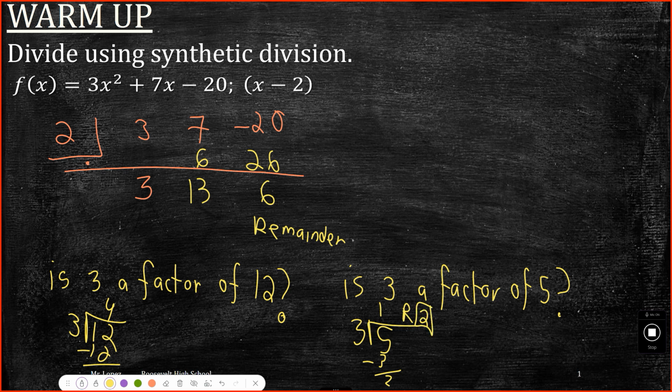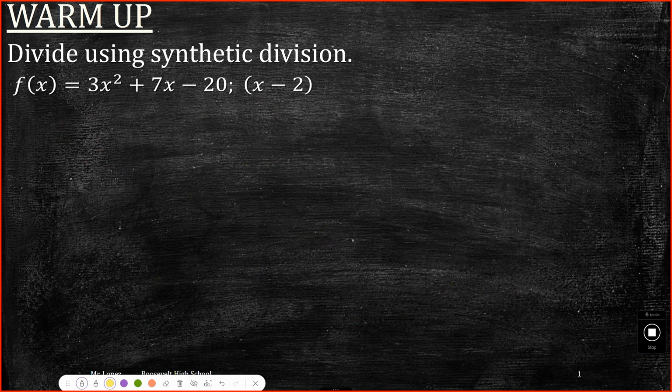See right here, when you did this, 3 times 4 is 12, and then you get a remainder of 0. So you need to get a remainder of 0. If you have a remainder of 0, then it is a factor. That's what we need to know. So right here, there was a remainder that is not 0. Then it has a remainder. This is not a factor. Not a factor of that polynomial. All right.